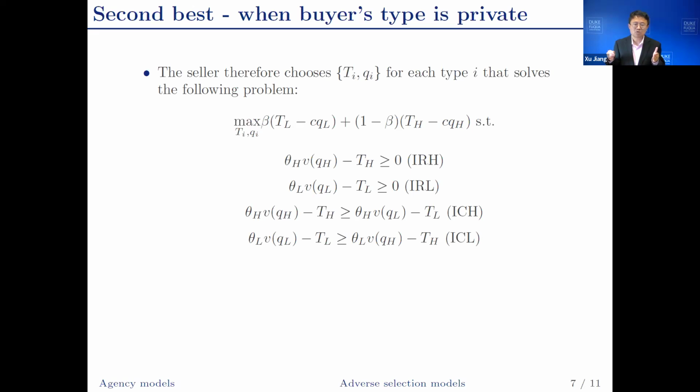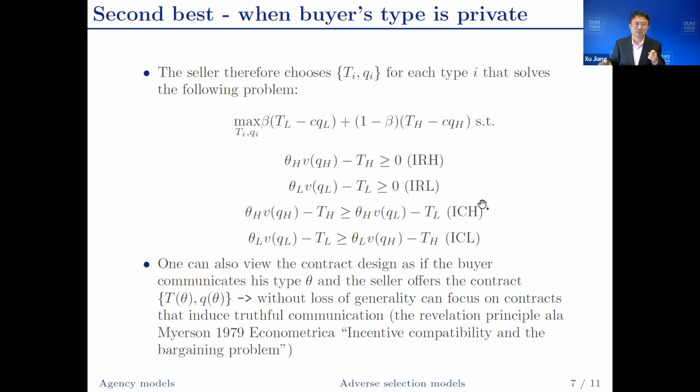Type H deviates to choosing the contract offered to type L, which means type H has to buy QL and pay the seller TL. However, the buyer is of H type, so the buyer's marginal valuation of the good is still C to H. So one can also view the contract design as if the buyer communicates the buyer's type, whether it's H or L, and the seller offers the contract.